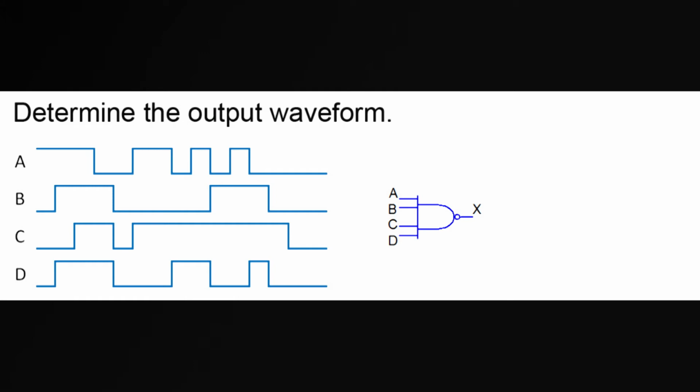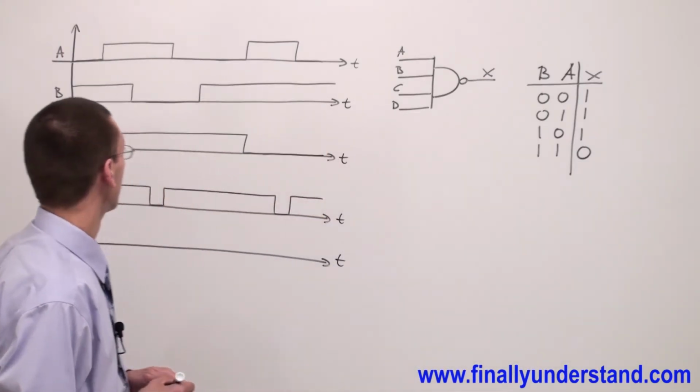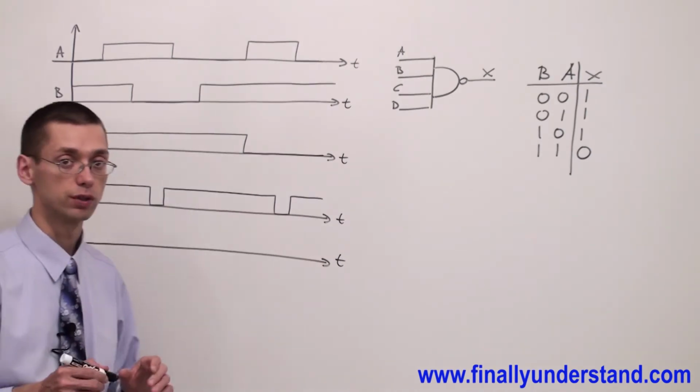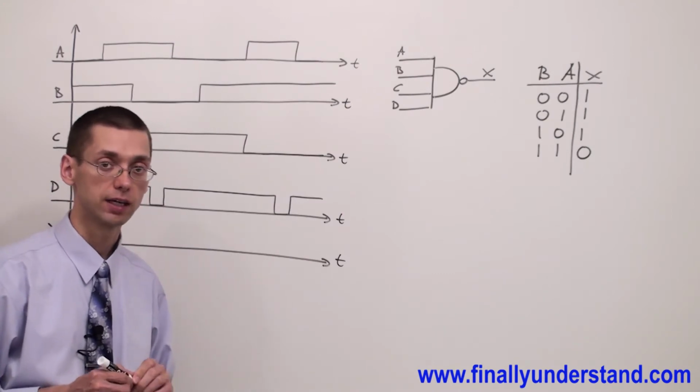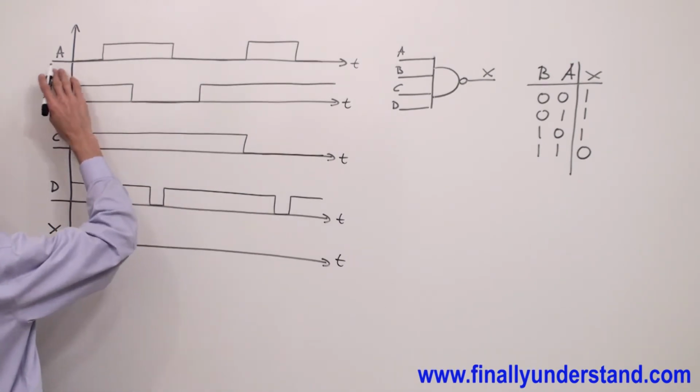At this time, we're supposed to find the output waveform for a 4-input NAND gate. Okay, so we're supposed to draw the timing diagram again. Keep in mind that anytime you want to draw the timing diagram, you're supposed to draw the dashed lines for every single waveform on this diagram.